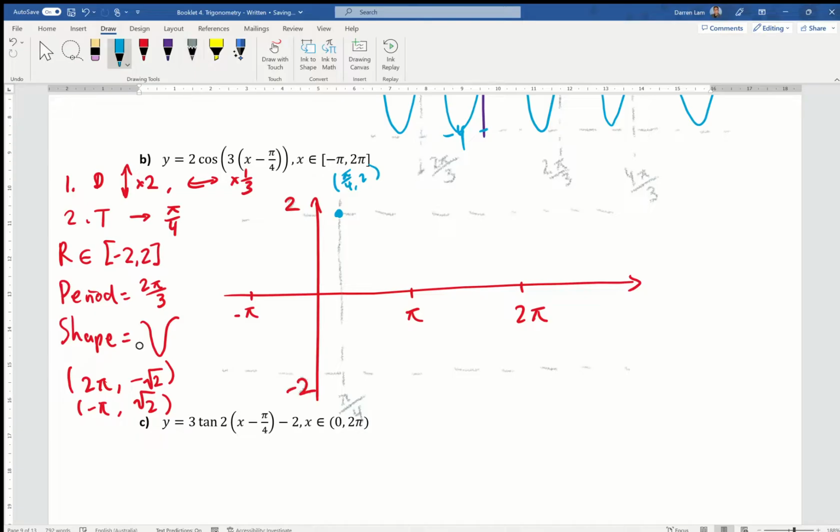As you move across, the next one is going to occur at 11 pi on 12, which is up here, a little bit closer than that. I probably should have given more space. When you add another 2 pi on 3 to that, it's going to be at 19 pi on 12, which is approximately here. And we can stop there because the next one after that is going to be past 2 pi.